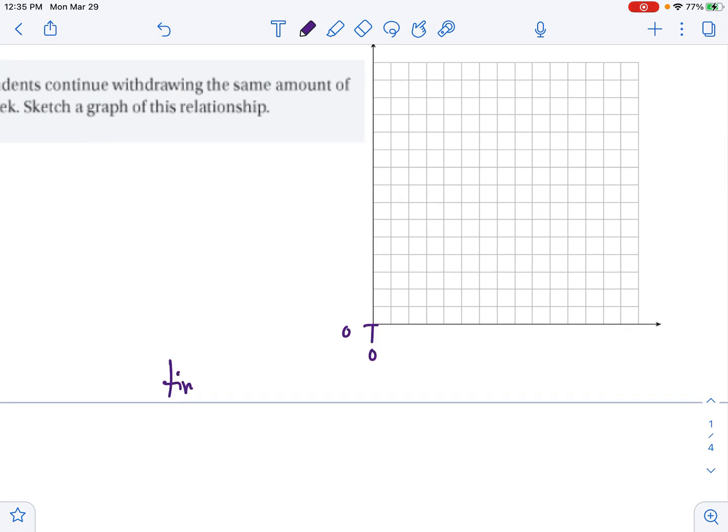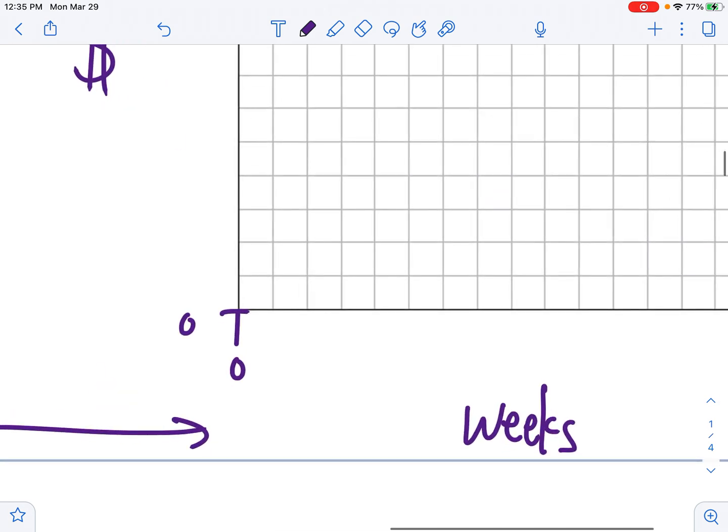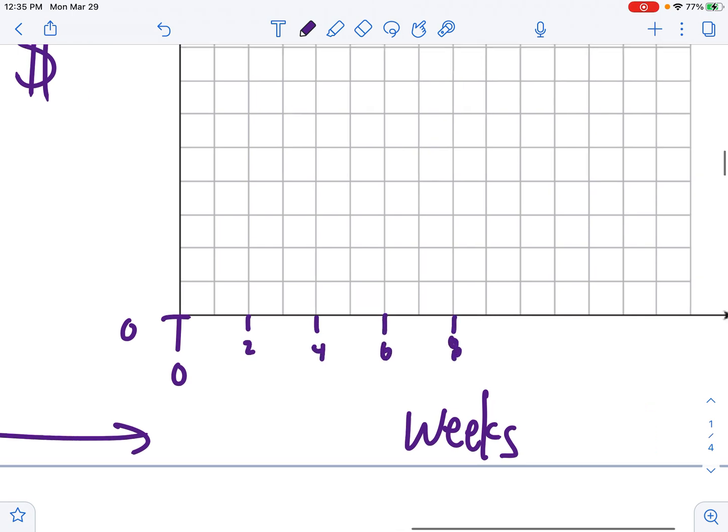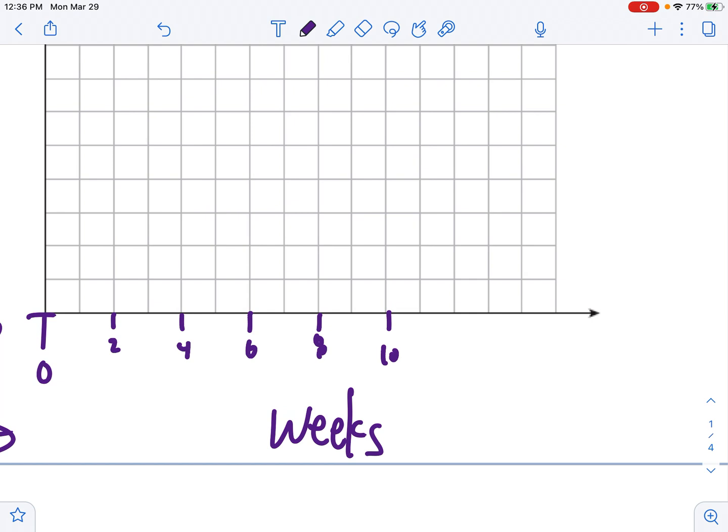Anytime one of your variables is time, go ahead and put it down here at the bottom, because that is my independent variable. So the two things that are happening are weeks, and money left in the account. For weeks, I'm going to go by 1 week each time, but I'm only marking the 2s: 2, 4, 6, 8. So my interval is 1 week, but I'm marking every other.